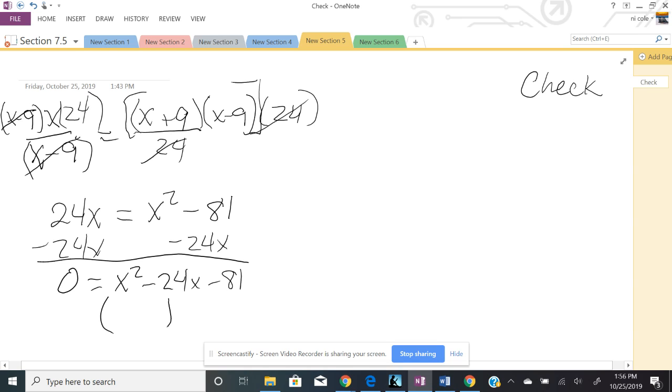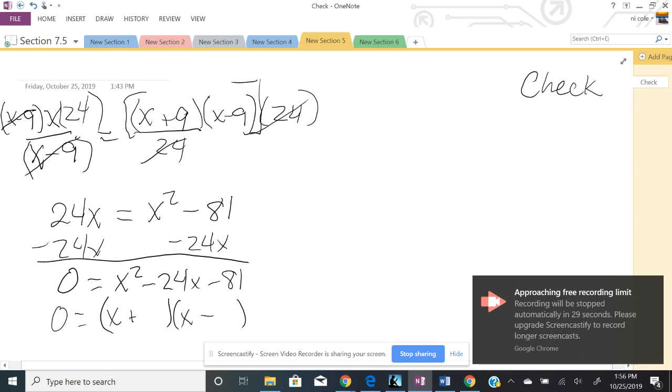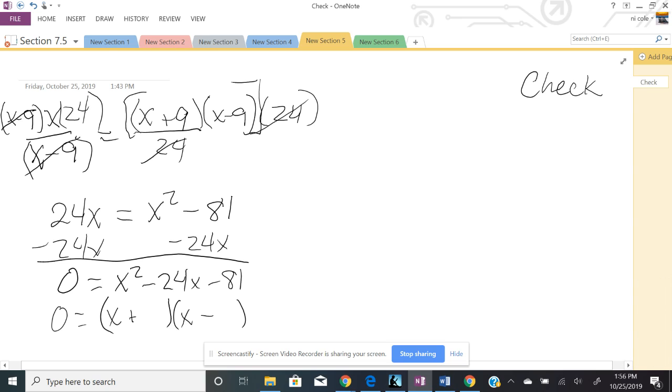And this is where I will factor and solve. This is not something new. We had this in chapter 6. So I'm going to go plus and minus. And what makes 81? 1 and 81. 3 and 27, that's my factors. So 3 goes here, 27 goes there, and I have 3x and negative 27x. Sum that up, and that gives me my negative 24x. We will finish this on the next video.